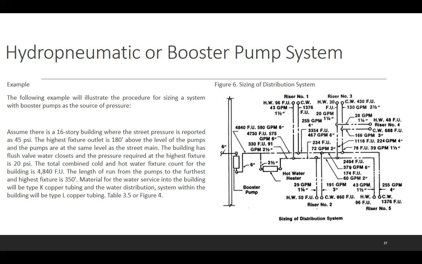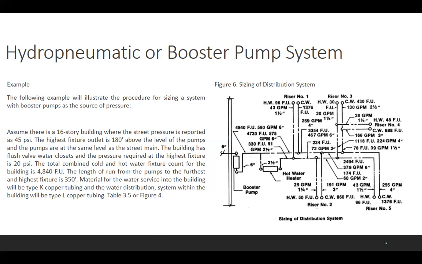The building has flush valve water closet and the pressure required at the highest pressure is 20 psi. The total combined cold and hot water fixture unit count for the building is 4840 fixture units. The length of run from the pumps to the farthest and highest pressure outlet is 350 feet. So, given na dyan. So, kasama yung mga equivalent length dyan. Okay?